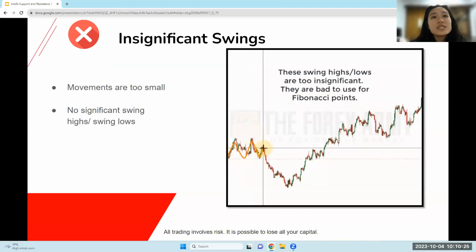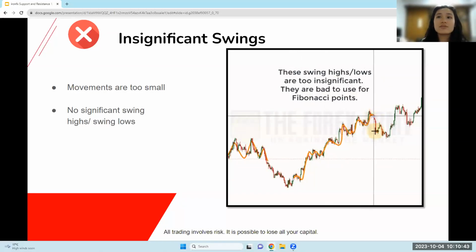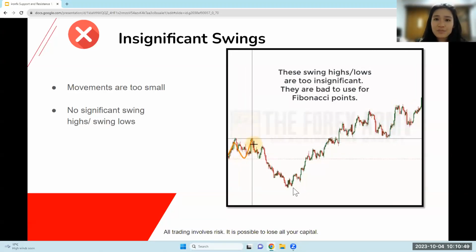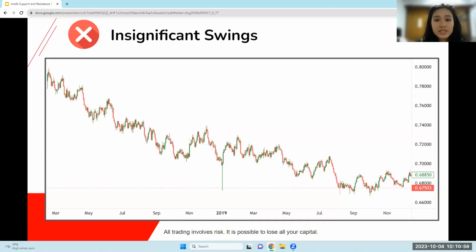Okay, so firstly, let's look at an example of insignificant swings. So these are bad points to use for Fibonacci starting and ending points, but they're also not exactly good to be used for resistance and support levels. And I've shown you an example here in the GIF. So you can see that the price movements are really small and there's no significant swing highs or lows. Here's another example. So once again, there aren't really very clear swing highs or lows, and price movement is very small.